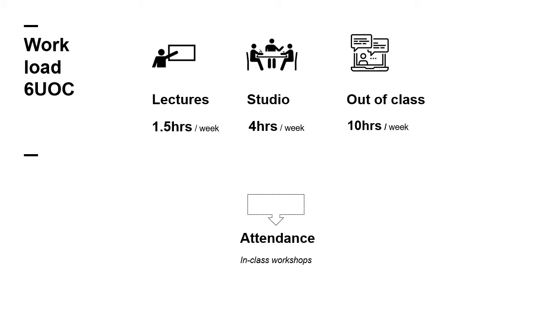As a 6-unit of credit course, there's a certain amount of face-to-face and out-of-class work required. So in this course, the breakup is that lectures are 1.5 hours a week, and these will be both face-to-face and online. Our face-to-face studio time is 4 hours a week, and associated with these is 10 hours of out-of-class work per week. Your Moodle page will outline the tasks that you're required to do out of class each week.